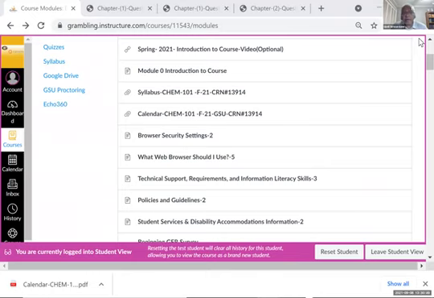Go to the calendar here in module 0, right here. And you can see the changes I made. The changes I made are for test 1. Test 1 will be given on September 15th.